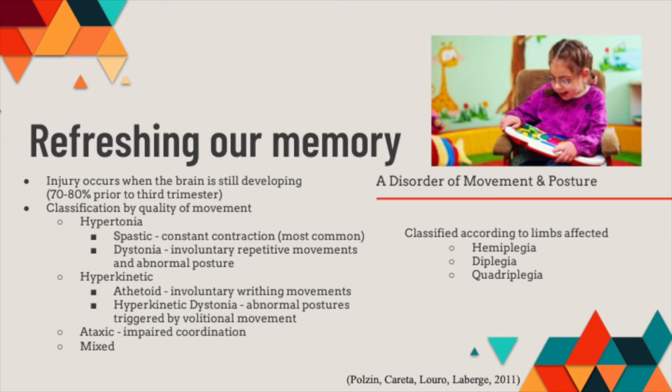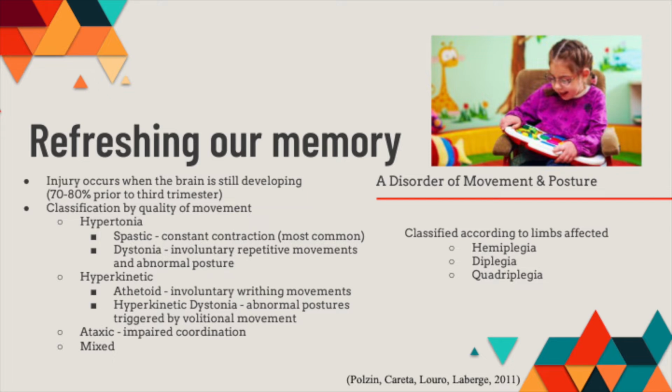To begin, I thought I would refresh our memory of the different types of CP that we went over in Patho. CP is a disorder of movement and posture, and it is caused by an injury to the brain while it is still developing, and a majority of those injuries occur prior to the third trimester. Because the specific location of the injury is different within each person, there are multiple types. Classification is based on quality of movements.